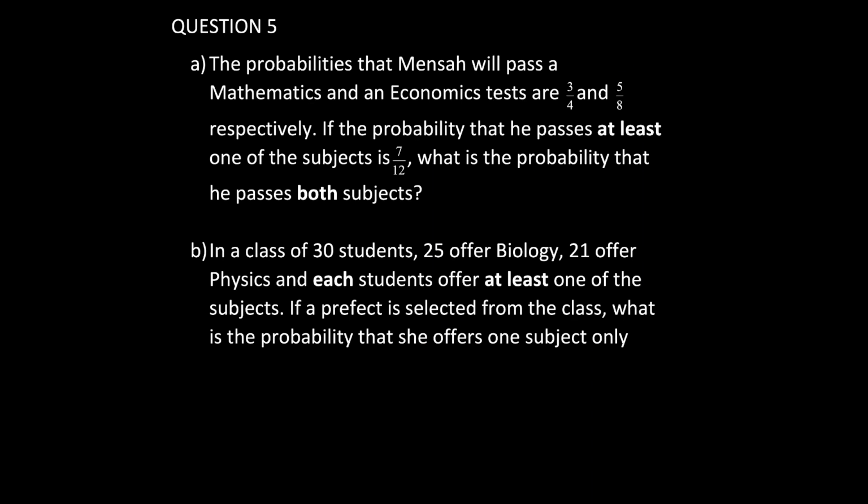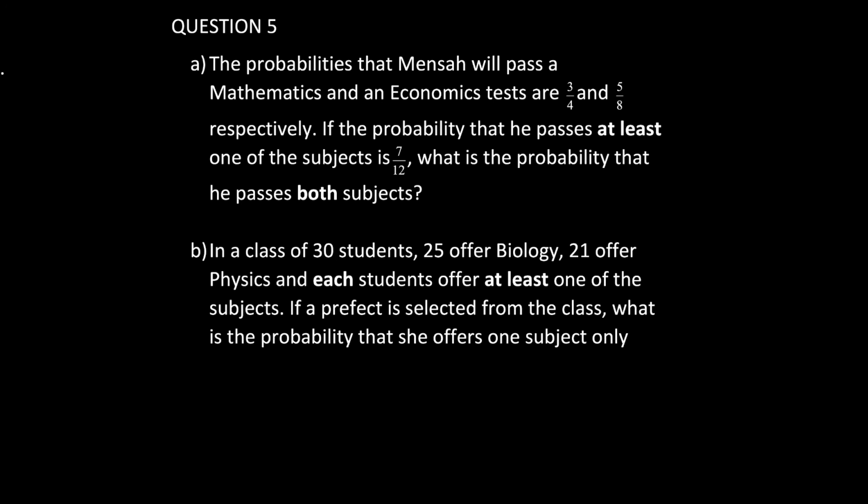So moving on to question 5B. In a class of 30 students, 25 offer biology, 21 offer physics, and each student offers at least one of the subjects. If a prefect is selected from the class, what is the probability that she offers only one subject? So 5B. The total number of students in the class is 30. So our universal set is 30.